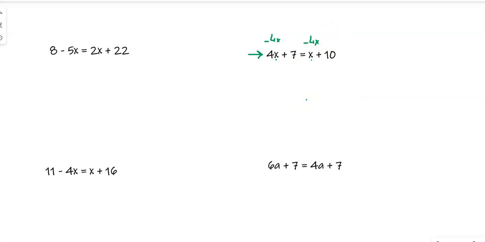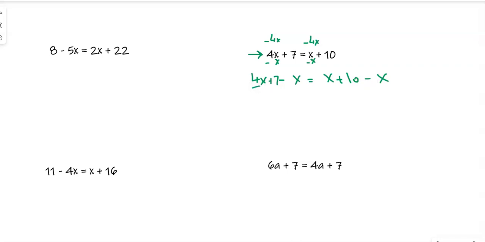3x. We want to have a positive value in front of x. So it will be easier actually to get rid of x from the right side here, right? So it will be much easier to say let's subtract x from both sides, right? So here we will have 4x plus 7 minus x, and on the other side is x plus 10 minus x. Now, before we move on, we're going to simplify.